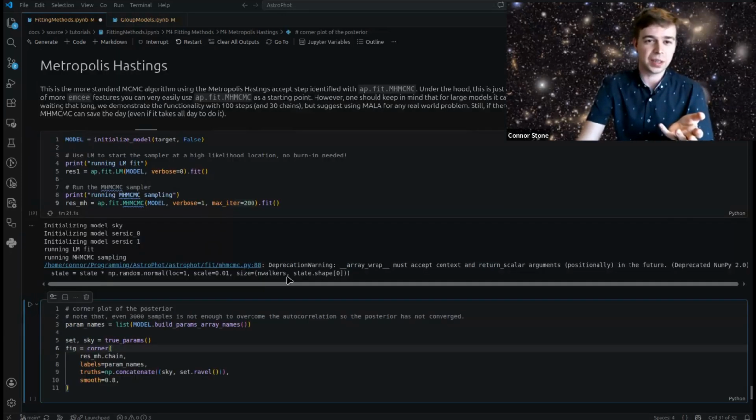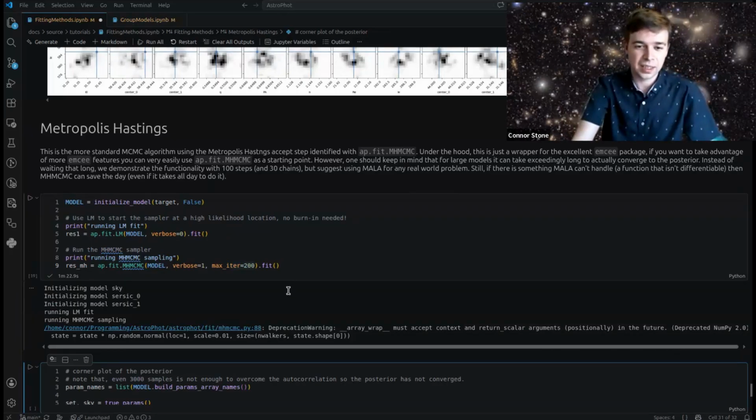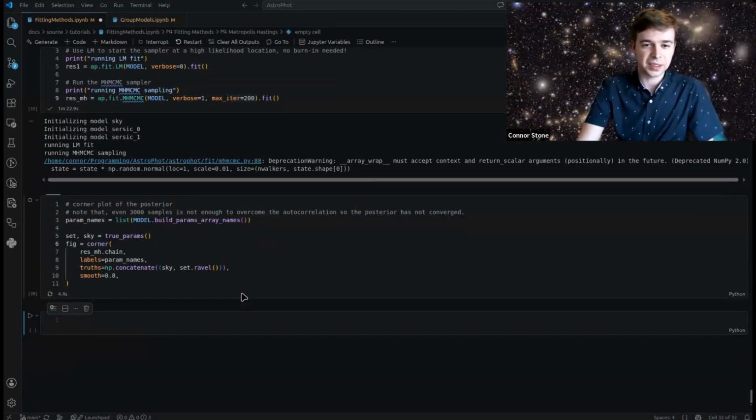emcee is a very powerful algorithm. It'll work in the end. It's just going to take its time to get there. And that's partly because it just doesn't have access to that gradient information. Okay, so here we go. It's finished fitting. And now we're going to let it generate that corner plot for us.